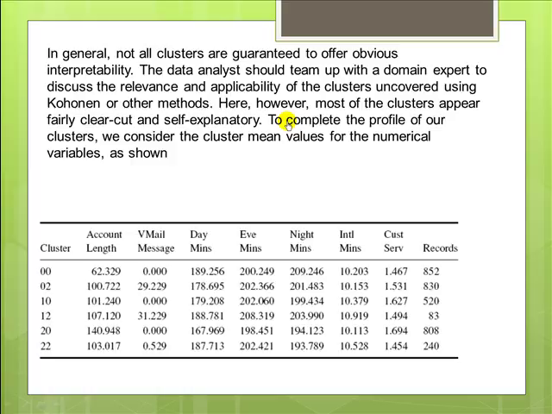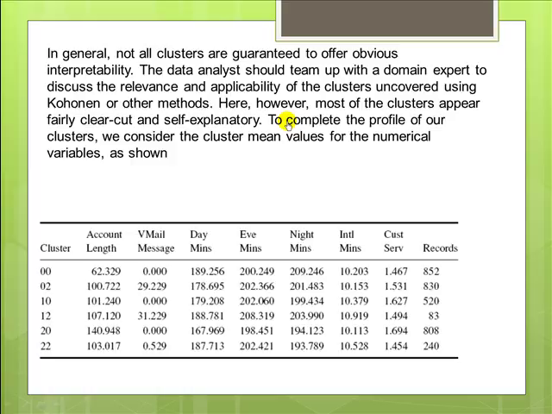In general, not all clusters are guaranteed to offer obvious interpretability. So cluster 1, 2, that was pretty obvious. They're kind of big spenders. So now we know we have a group of sort of big spenders.